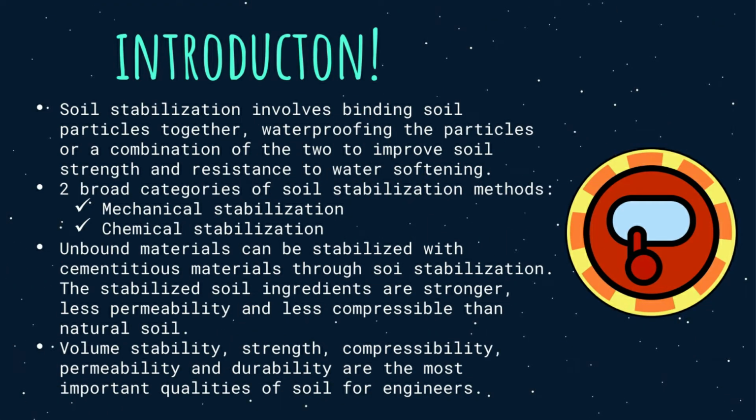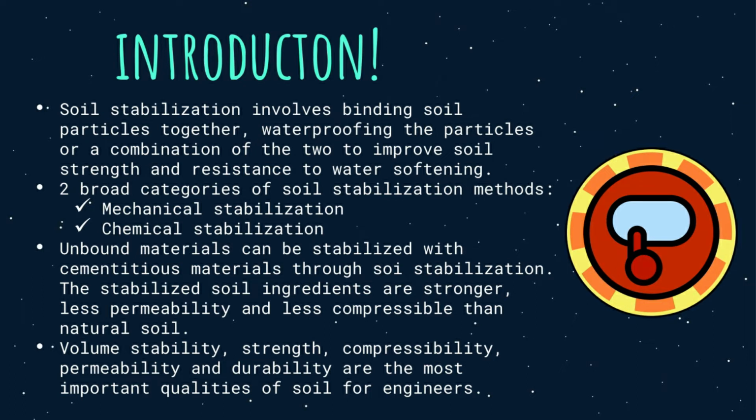Introduction. Soil stabilization involves binding soil particles together, waterproofing the particles, or a combination of the two to improve soil strength and resistance to water softening. Two broad categories of soil stabilization methods. The first one, mechanical stabilization, by modifying the physical nature of native soil particles by induced vibration or compaction, or by integrating other physical qualities like barriers and nails.